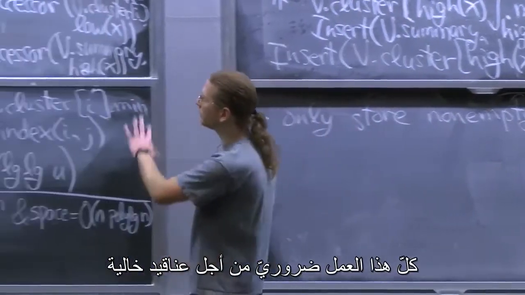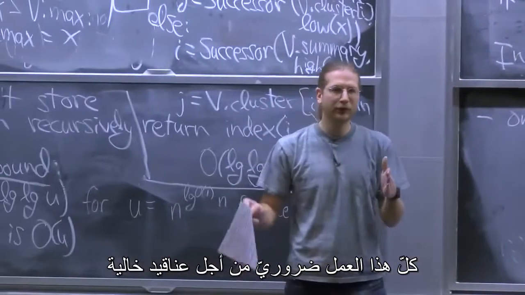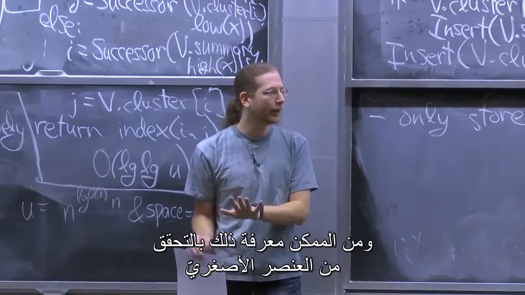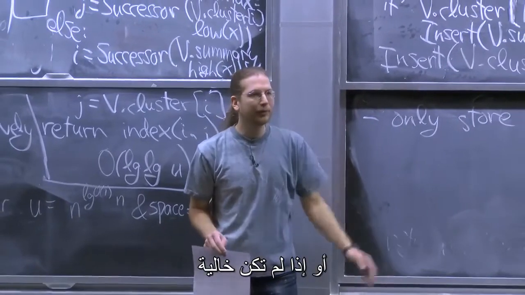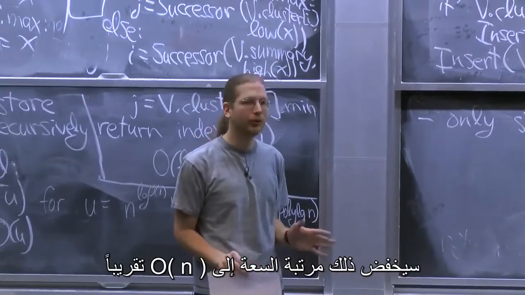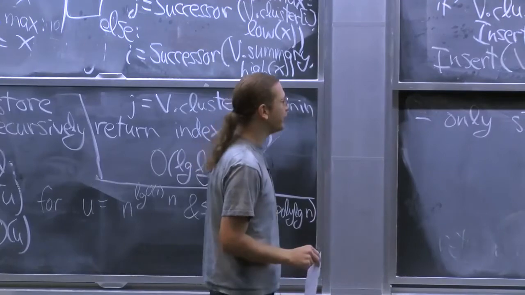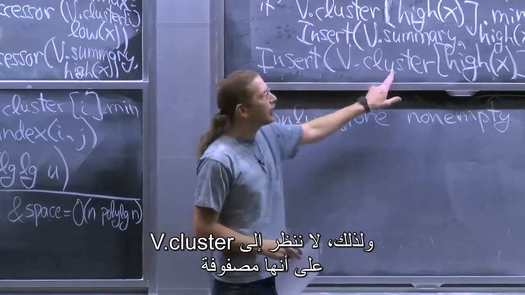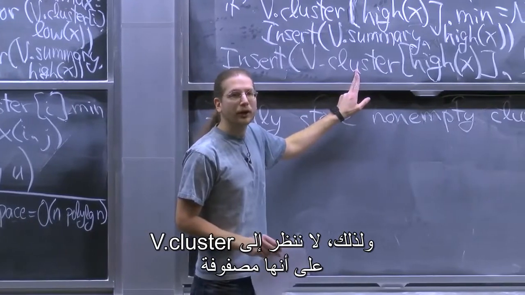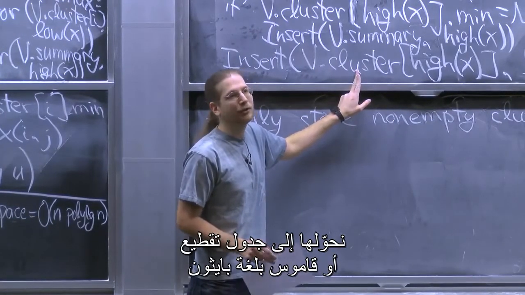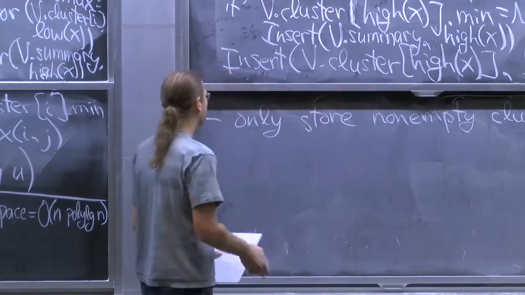In particular, we're doing all this work around when clusters are empty, in which case we can see that just by looking at the min item, or when they're non-empty. So let's just store the non-empty ones. That will get you down to almost order n space. Not quite, but close. To do this, v.cluster is no longer an array. Just make it a hash table, a dictionary in Python.